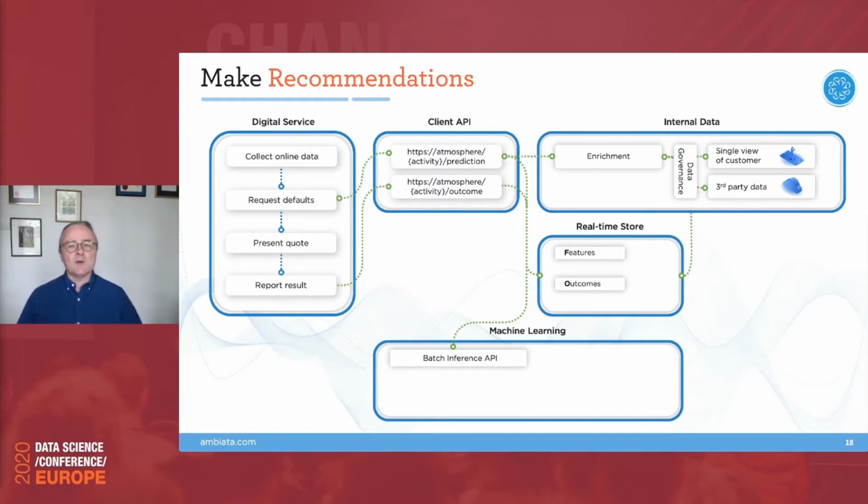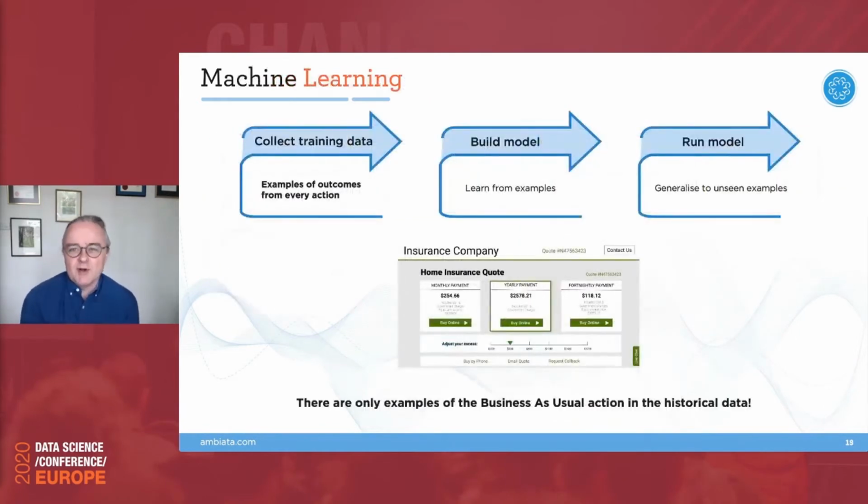But the question is, where does this batch inference API, this form of machine learning, get its data? Now, I assume most of you understand this, but just so we're on the same page, machine learning typically takes 3 stages. You collect some training data where you'd want an example of the outcomes for every action that you might give. You'd build a model to predict the best outcome for each customer, and then you'd run that model in production.